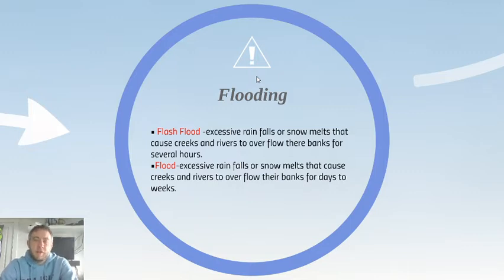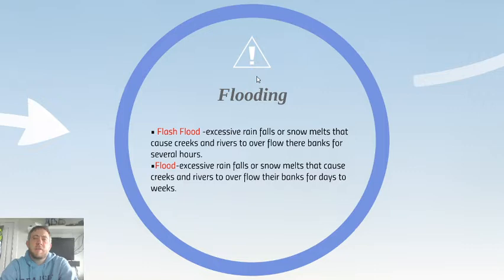All right, there's two kinds of floods, and this can be creeks, streams, rivers. Any flowing body of water. We have a flash flood. Sometimes you'll get a flash flood warning on TV. You just get excessive rain really fast, and creeks and rivers overflow their banks for several hours. It happens really quickly. Little creeks and streams are most susceptible to flash flooding.